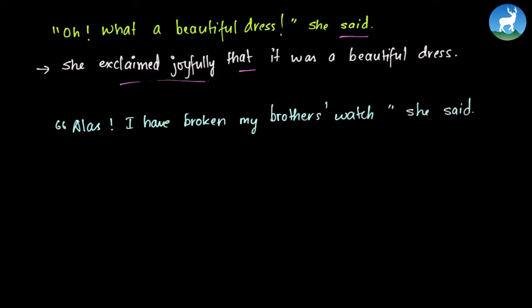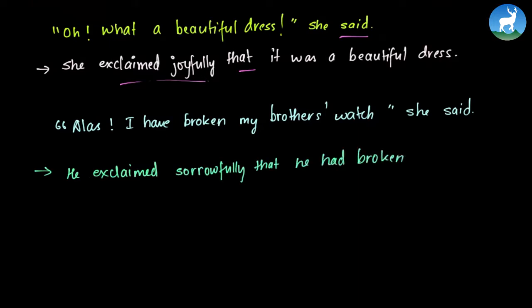"Alas, I have broken my brother's watch," she said. This is a direct exclamatory sentence. We change it into indirect form by saying, she exclaimed sorrowfully that she had broken her brother's watch. In the previous sentence, the girl was very joyful to see the beautiful dress, hence we use joyfully. But in the second sentence, breaking a brother's watch is not a joyful action, it's a sorrowful action. Hence, we add exclaimed sorrowfully that she had broken her brother's watch.